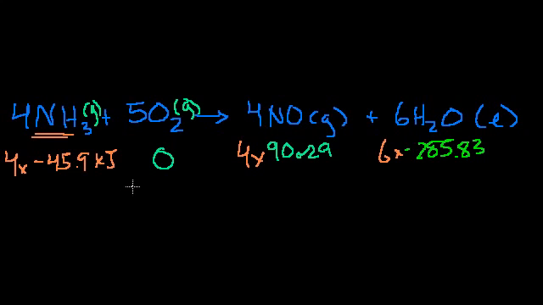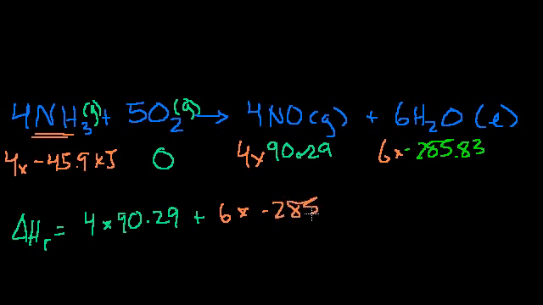So now we can apply Hess's law to figure out the delta H of this reaction. So the delta H of this reaction is going to be equal to 4 times the heat of formation of nitrogen monoxide, so 4 times 90.29, plus 6 times the heat of formation of water, so plus 6 times minus 285.83.